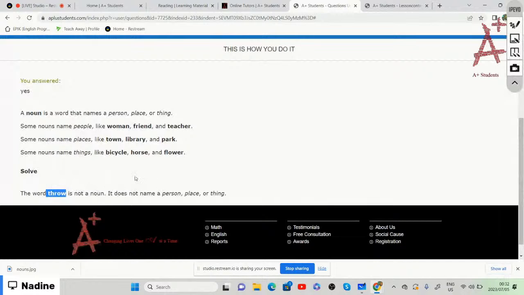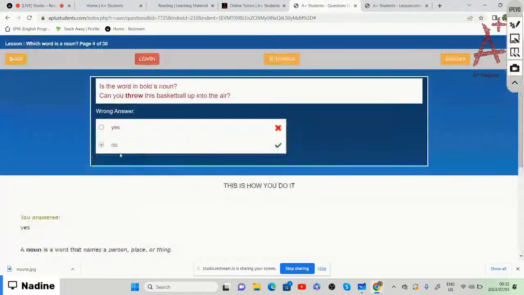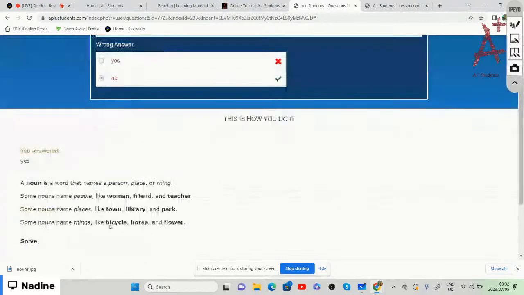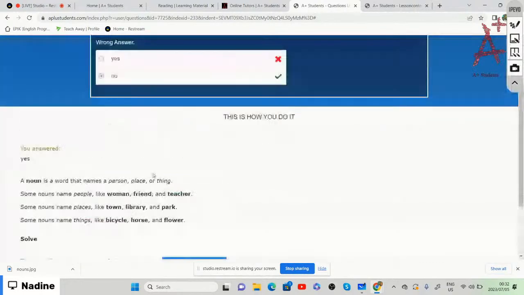So remember, we are only naming a person, a place, a thing, or an animal, right? So throw is definitely not a noun and it does not name a person, a place, or a thing. So if you said no, that it is not a noun, then well done. If you said yes, then remember whenever you make a mistake, or an answer is incorrect, it will always take you back to the tutorial and it will tell you how you need to do it, right?